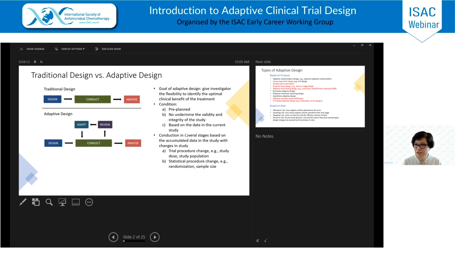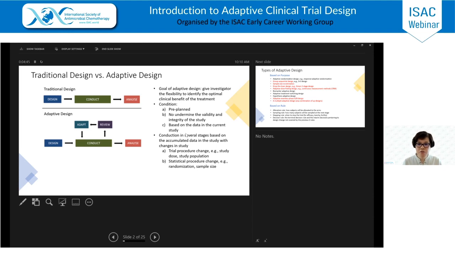The changes could majorly be a trial procedure change, like the study dose changes, you add a new arm, or the study population changes. Another is a statistical procedure change, like how you randomize your arms, sample size, and so on. For me, I probably focus more on the statistical procedure change.